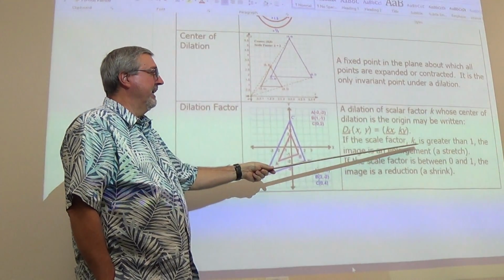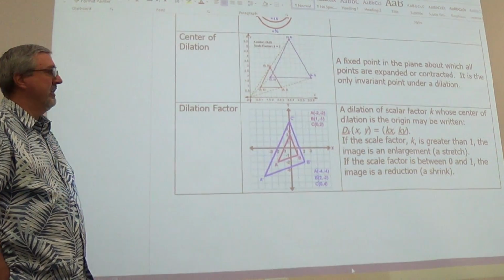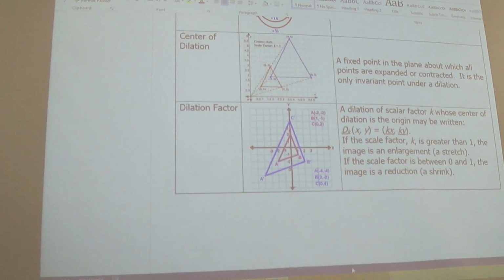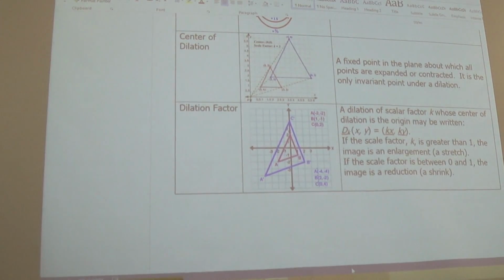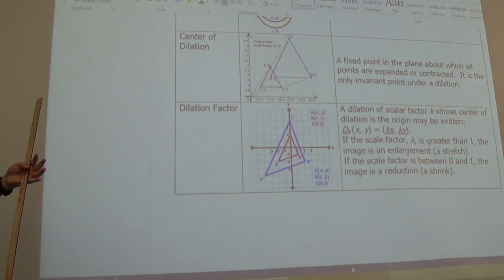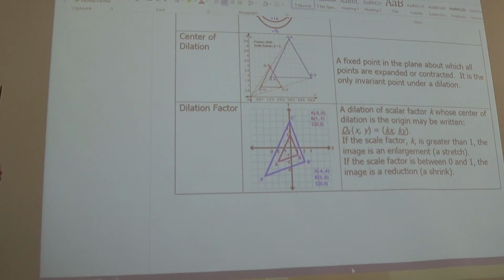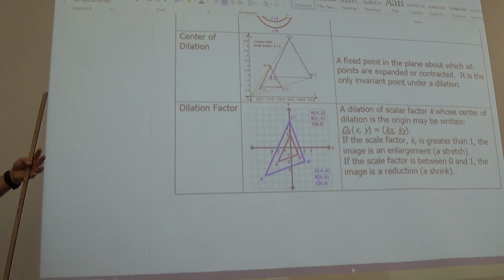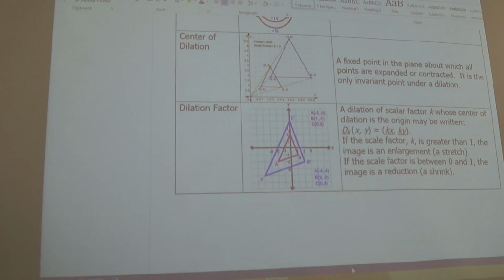If the scale factor K is greater than 1, the image is an enlargement, a stretch. If the scale factor is greater than 1, you're making it bigger, right? If it's 1, it stays the same. If it's greater than 1, it gets bigger. What happens if it's less than 1? It gets smaller, right? It gets smaller.